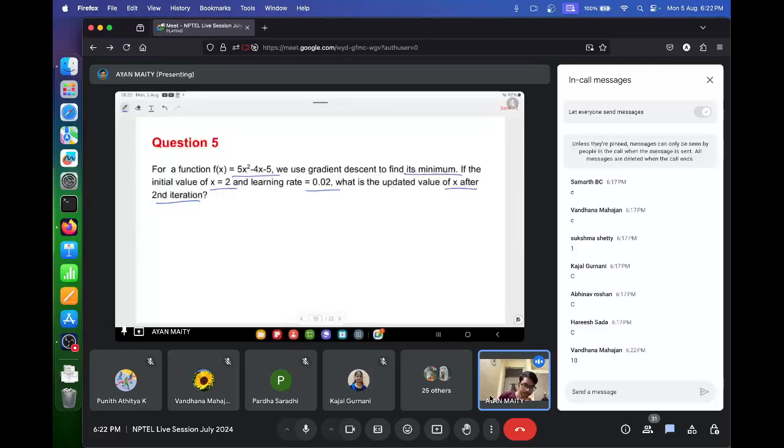Someone says 10. I don't think it would be 10, because of this learning rate 0.02, there will be decimal points in it, so it will be some fractional value, not exactly a round figure. It shouldn't be. So there might be some mistake in the calculation.